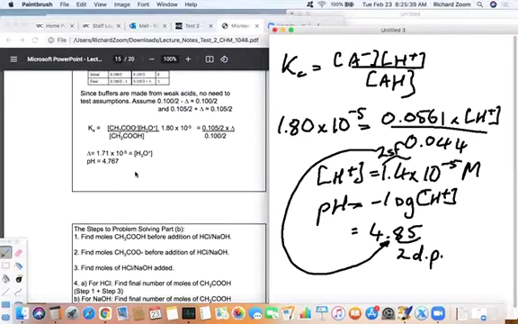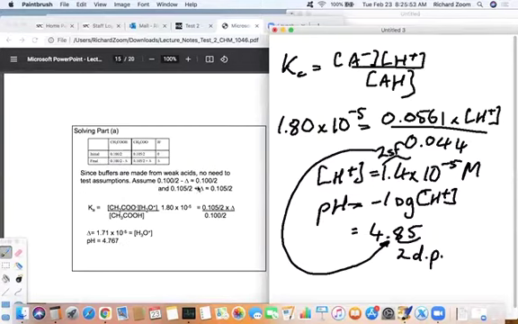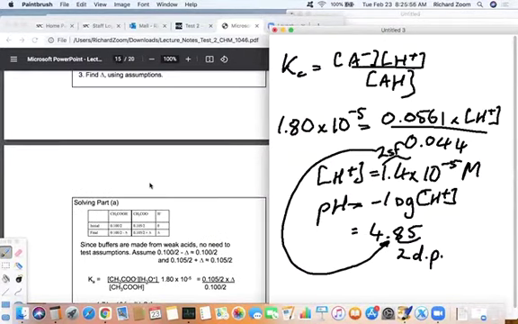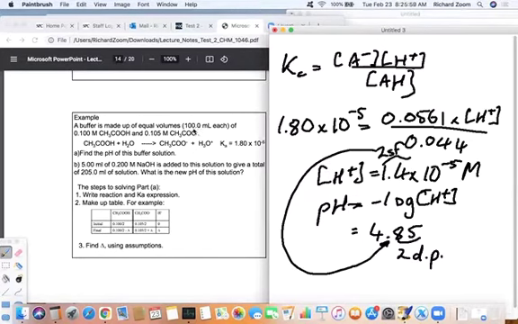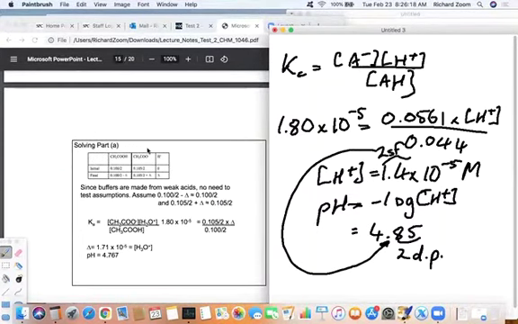I have a quick question. Yes, Kate. In the table, why does it have 0.100 divided by 2? Okay. So this was when we were doing the buffer, and it was made up of equal volumes of 100.0 mils of each of these. And what that means is when you have 100.0 mils of each and you add them together, you get 200.0 mils, which dilutes each concentration by half. So that's where the divided by 2 comes into play in that first part.